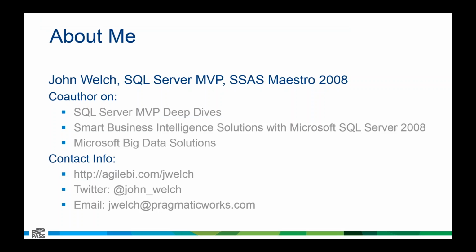So just a little bit about me. Richard already did a fantastic job introducing me, so I won't go through much of this. Most important information on this slide is the contact information. So you can see my blog at agilebi.com/jwelch. This has actually a fair amount of scripts that I've developed over time posted out there already, so a good resource for looking at those types of things. In addition, you can reach me on Twitter, or probably the most direct method of getting in touch with me is via my email at jwelch@pragmaticworks.com.